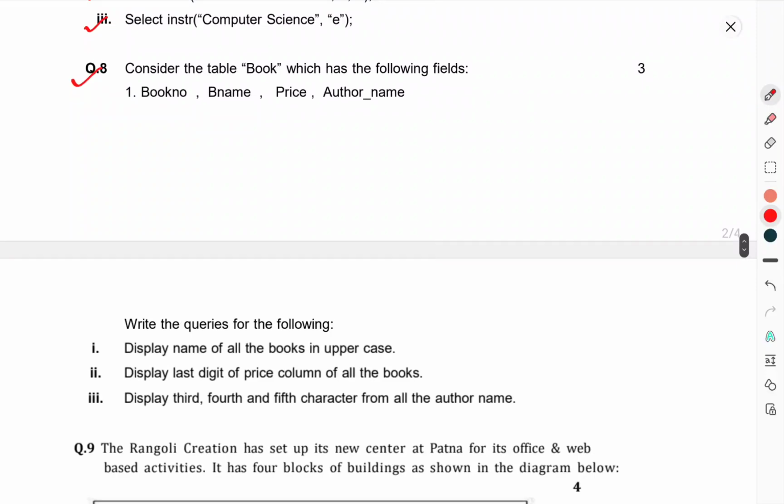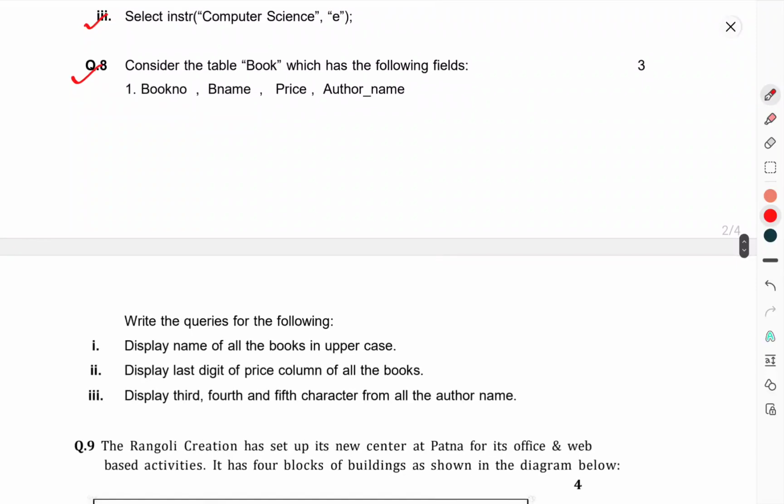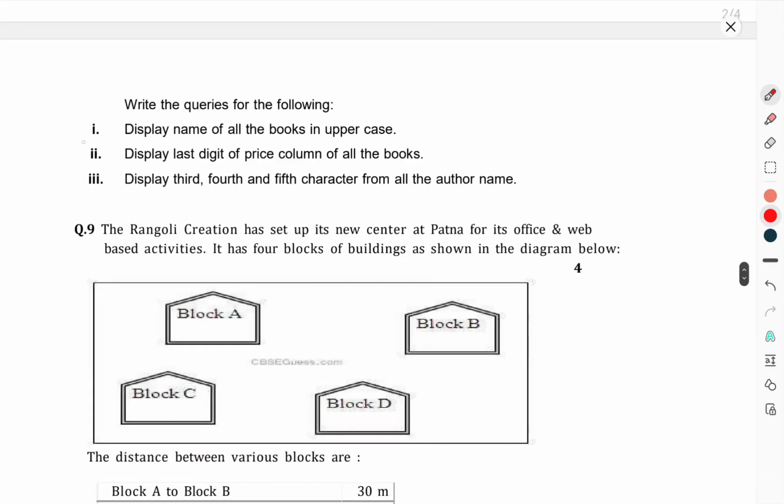Question number 8. Consider the table book which has the following fields: book number, book name, price, author name. Write the queries for the following. Display the name of all books in uppercase. Display the last digits of the price column of all books. Display the third, fourth, fifth character from all author names.